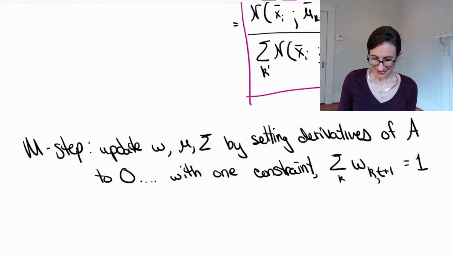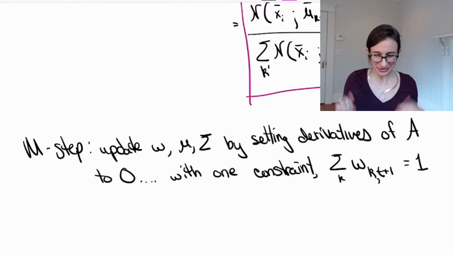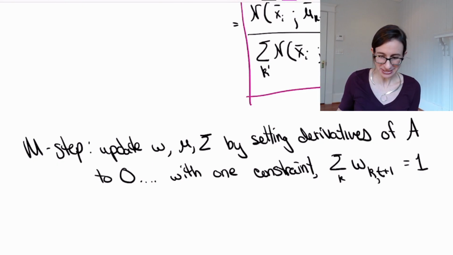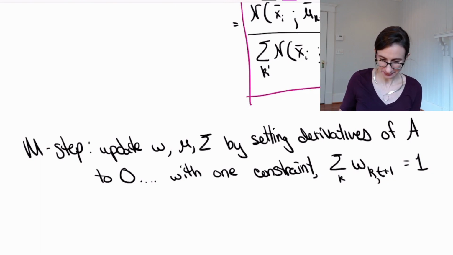I'm going to skip steps on updating mu and sigma, and I'll just tell you the answer. In fact, you don't really even need the math to know the answers, because they're sort of obvious and couldn't be any other thing. Let me write down the mu and sigma results as if I had taken the derivative of the auxiliary function and set it equal to 0.